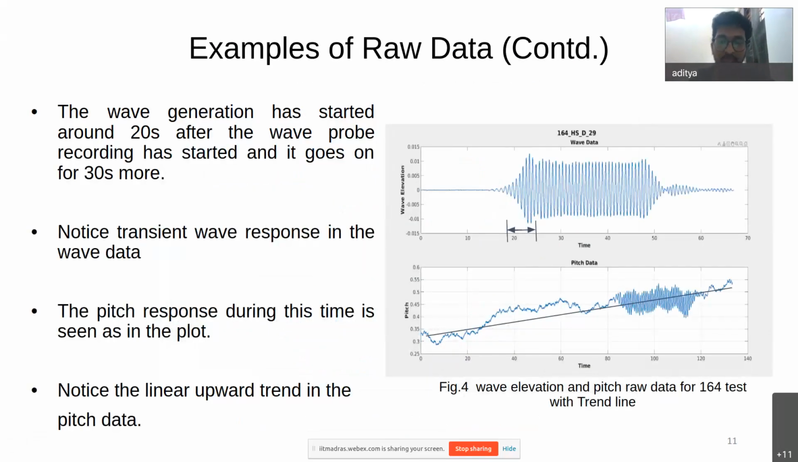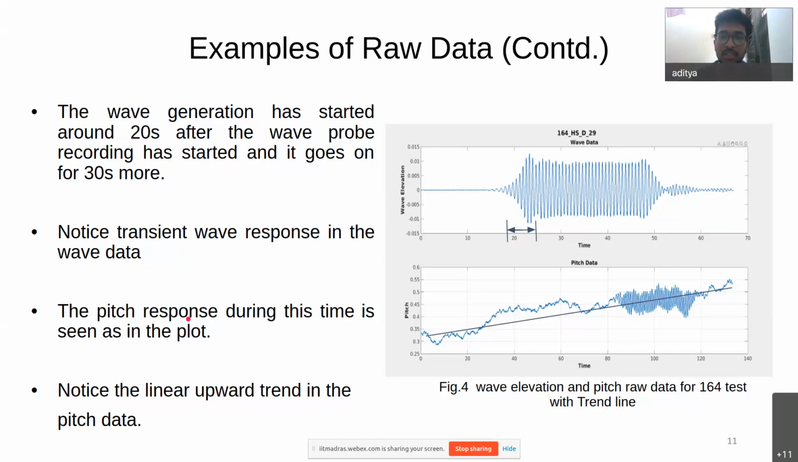Yes, go to the next. This is another data set which was found in that experiment. This is for the 164th run. There are certain differences in this data. Here the wave generation was started around 20 seconds after the wave probe started recording the data. After that, it was generated for 30 more seconds, and then it was stopped. You can see that there is a transient period, and then the wave elevation goes to a steady value, and then goes to zero.